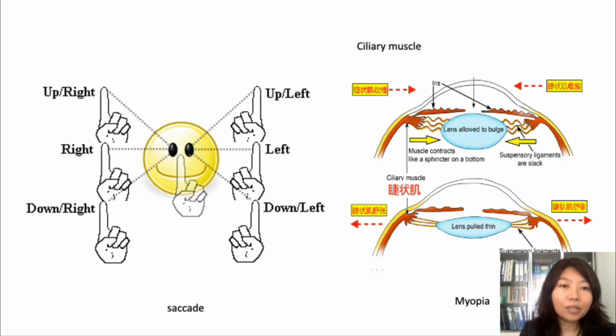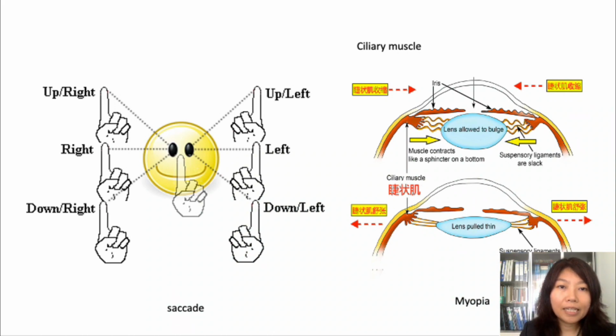Only through practice can we make them very strong, and we can make them contract very fast, and then we can get the visual stimuli as fast as we can, and then give a very good response to it.